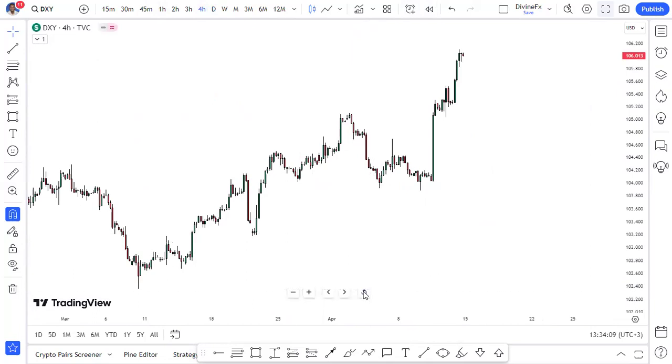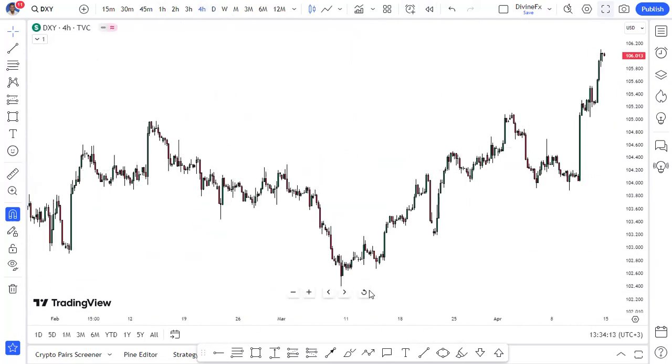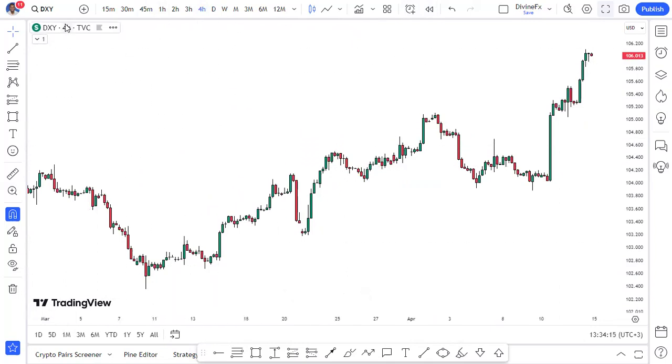So let us see what the intraday trend is telling us, especially on 4 hours. As you can see here, this is just a 4 hour. This is a very clear picture.